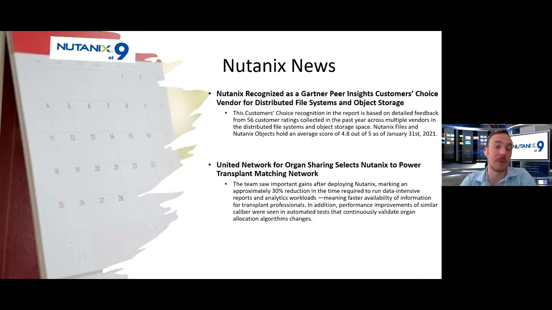They saw a 30% increase in what they were able to do in terms of the databases that they leverage for finding organs and being able to map those to people that need those life or death scenarios, right? So I thought it was important today just to give a shout out to the Nutanix team and their work with United Network for Organ Sharing, improving the quality of life for those that are looking for transplants, or those that are able to provide that. I think this is a really mission critical use case that's worth noting here. So with that being said, that's the Nutanix news.